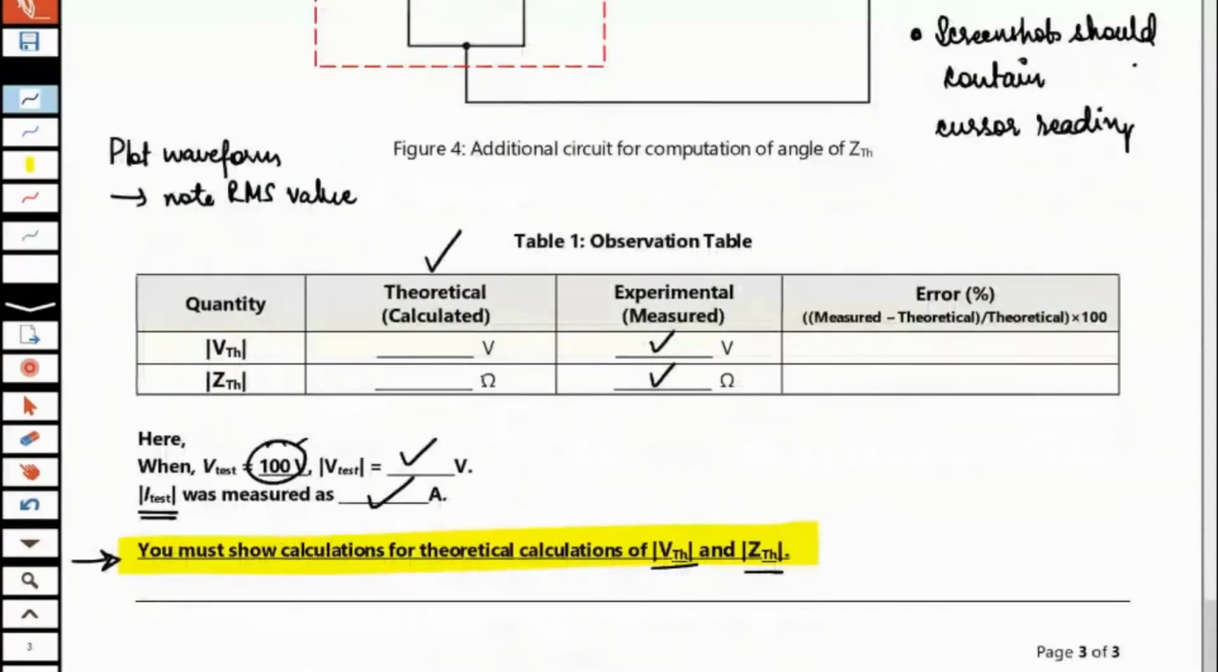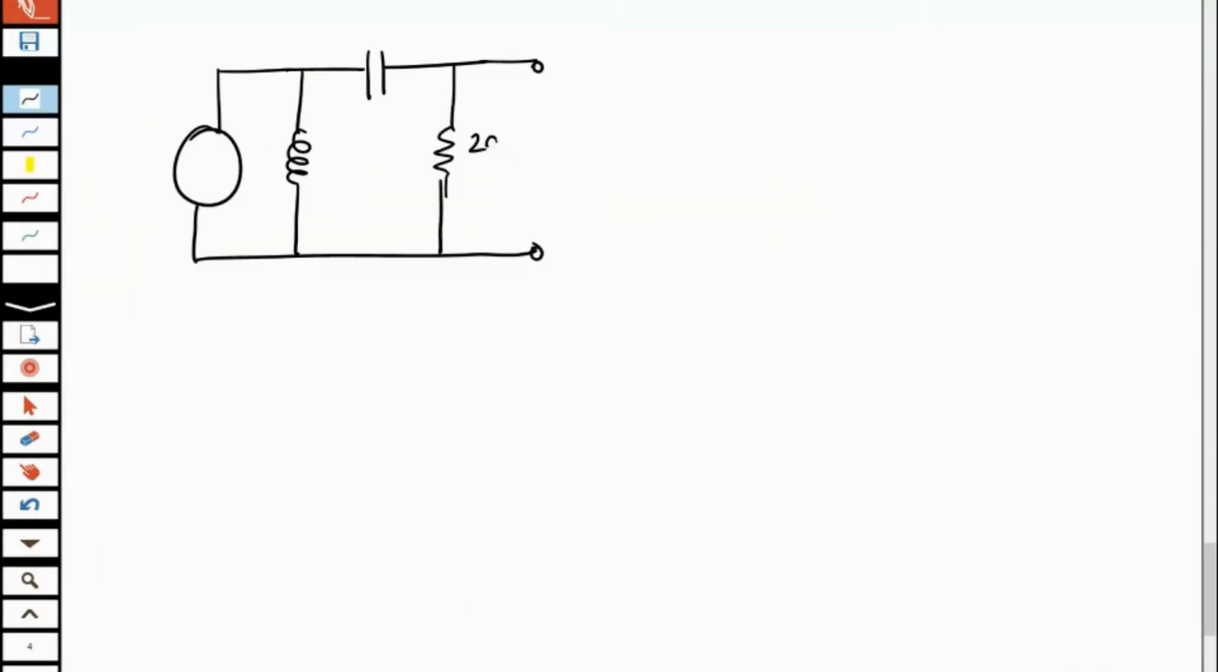Now coming to theoretical calculations. This is very important. Please understand that all calculations that you're doing are in phasor. I cannot emphasize this enough. This is 290 ohm. This is 2 Henry. This is 10 microfarad. And this is 150 volt, 50 hertz.